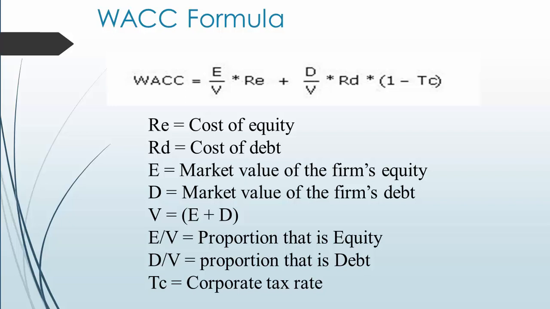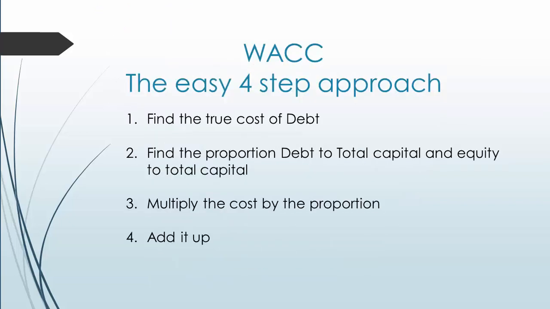And this is very interesting, but there's an easier way of doing it. We're going to do exactly what this formula does, in my opinion, in a much easier way. And here's the WACC, the 4-step approach. This is all you need to do, 4 steps. Number 1, you need to find the true cost of debt. That's the cost of debt after taking the tax shield into account. Then find the proportion of debt to total capital and the proportion of equity to total capital. Then multiply those costs by the proportions, and add those up and you have your WACC.